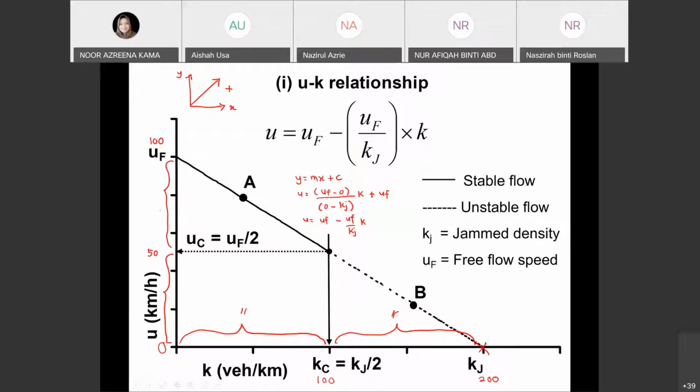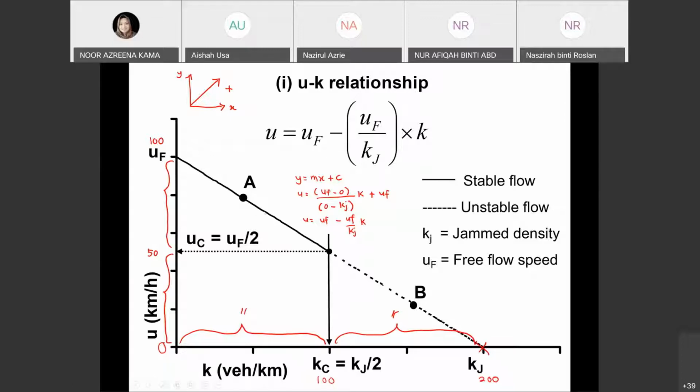Y-axis is speed. Okay. When the number of vehicle increase, maksudnya K bertambah di atas jalan 1 kilometer, K bertambah ke kanan. Awak tengok cursor saya, nampak kan saya punya mouse ni? When the K increase, when the number of vehicle increase, what will happen to the speed? Speed will decrease. Inversely proportional.